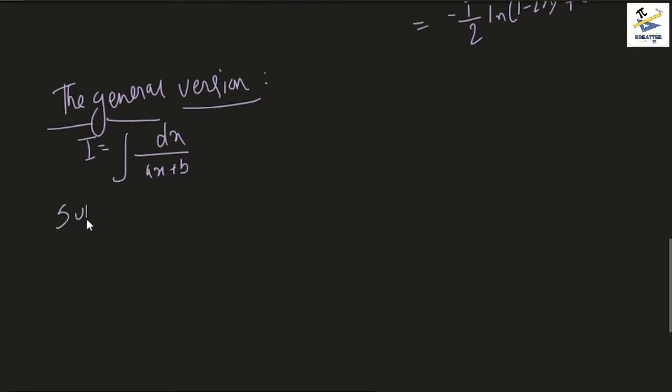Substitute y equals ax plus b. Now when we substitute y equals ax plus b, we can have dy equals a dx, right?